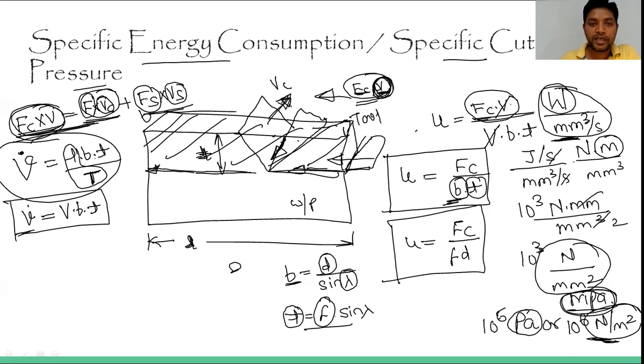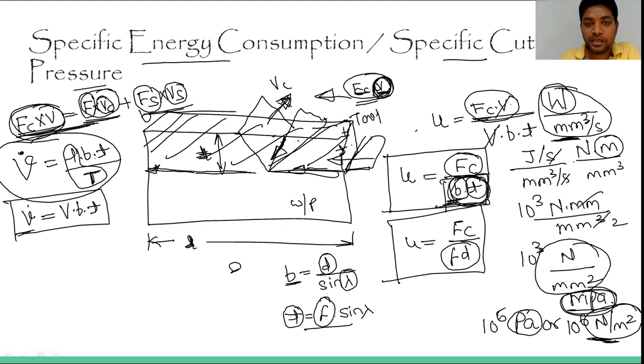Now what is the meaning of this specific cutting pressure? This is basically the cross sectional area, that is B into D that we are using, and if it is turning, that is F into D. If it is orthogonal cutting, that is B into D. So how much amount of the cutting force is applied on this cross sectional area?